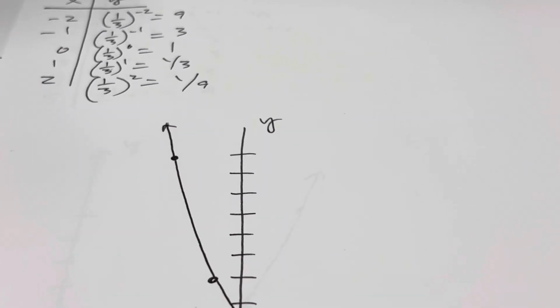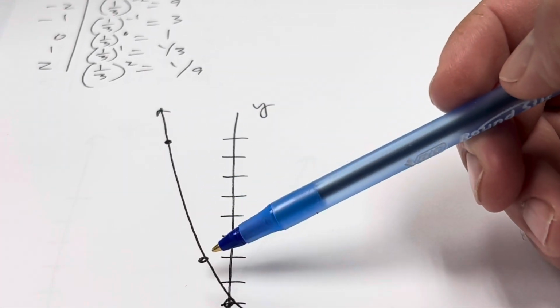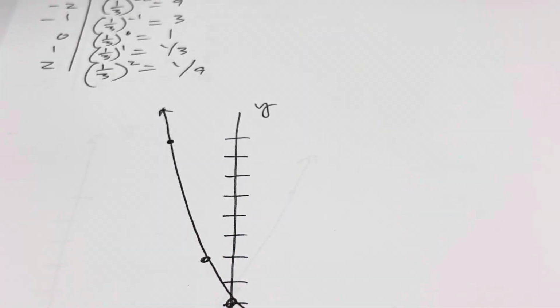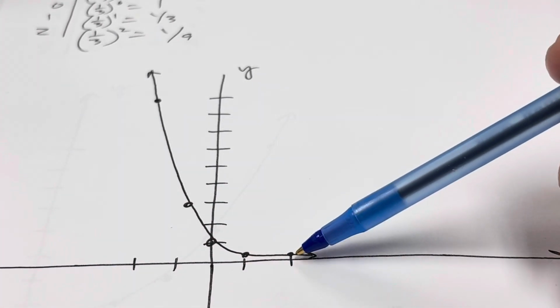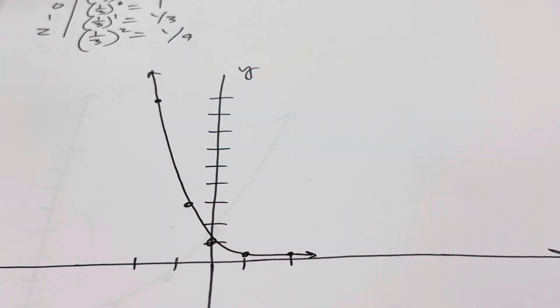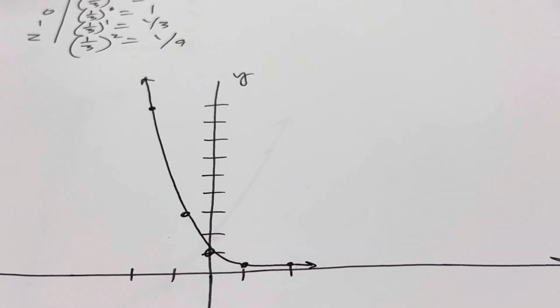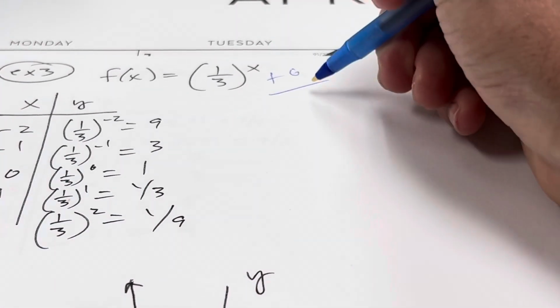All right, so I have decay here because if I plot my points, -2, 9, -1, 3, 0, 1, 1, 1/3, and 2, 1/9, it starts to go south. Now, notice I didn't have a number that I was adding, so it's really +0.